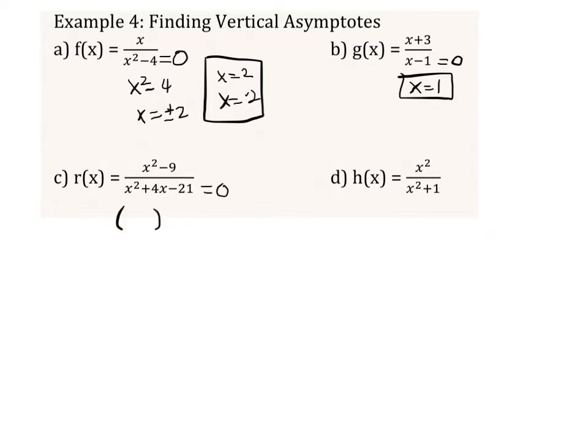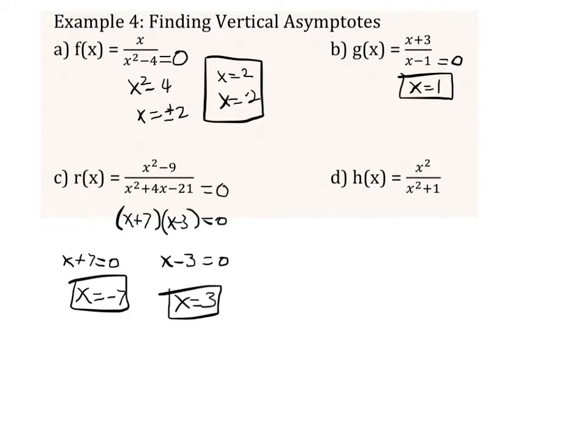So I'm going to factor. I get x plus 7 times x minus 3 equals 0. So I take x plus 7, set it equal to 0, and x minus 3, set it equal to 0. And I get x equals negative 7. And then I get x equals 3. So I'm going to have 2 vertical asymptotes, which is fine. You could have 3, depending on what kind of function you have. Alright? You could have 4. You could have as many as are undefined numbers.